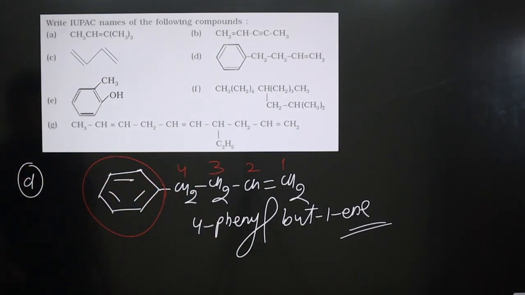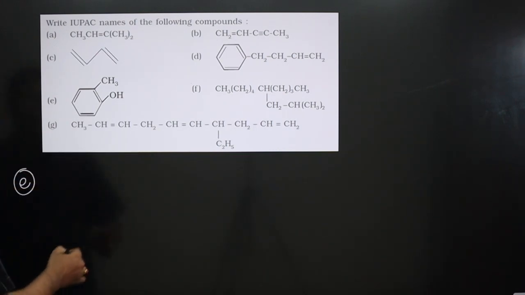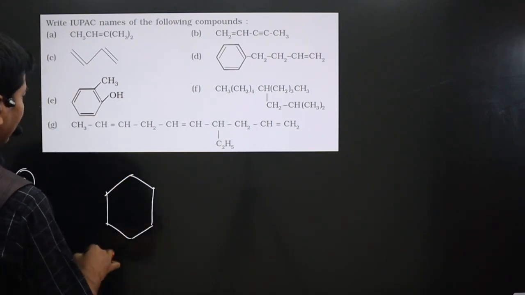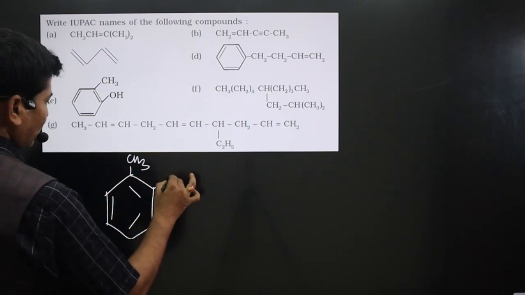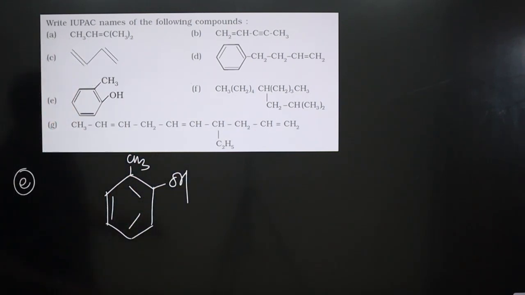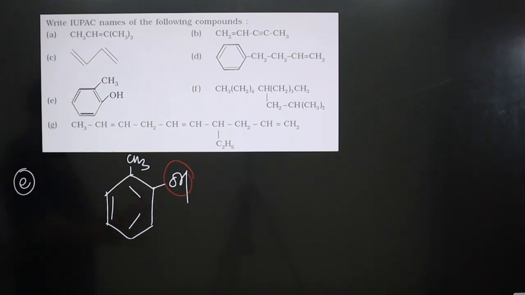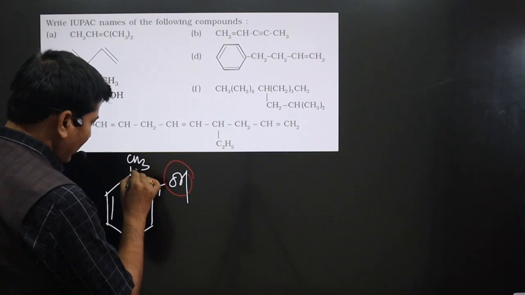Now move on to the next one. Okay, we have E. In this case also we have benzene ring. We can write it like this. Okay, we have benzene ring. This is CH3 and it is OH. You can see 2 groups are attached to the benzene ring, and OH is a priority group. Okay, so we always do the numbering from the priority functional group. So we do the numbering, it is 1 and it is 2.